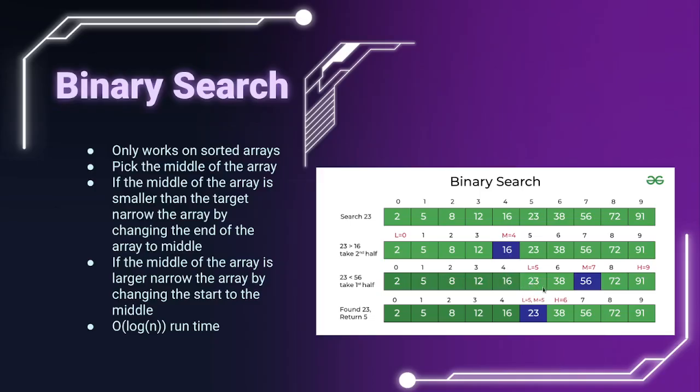We have essentially a new list, a sublist, where we have our 23 as our starting element and 91 as our last element. We take the middle of that, which is 56. And now we see that 56 is greater than 38. So that means 38 must be to the left of 56.